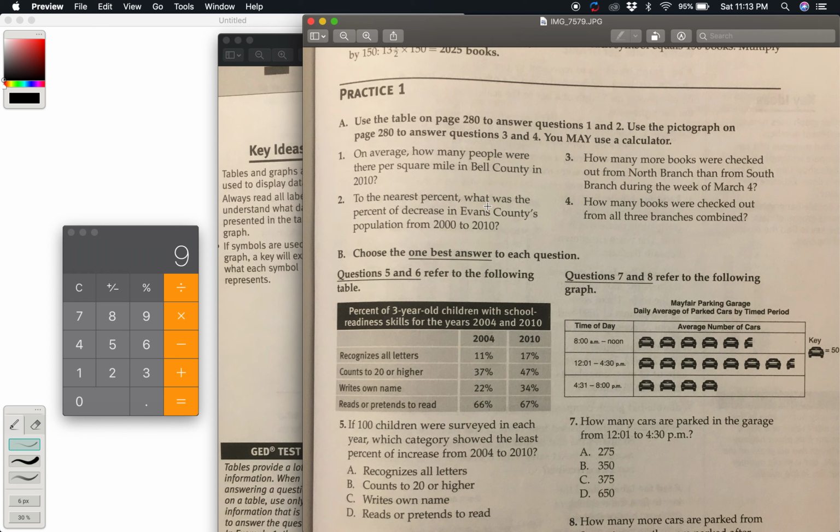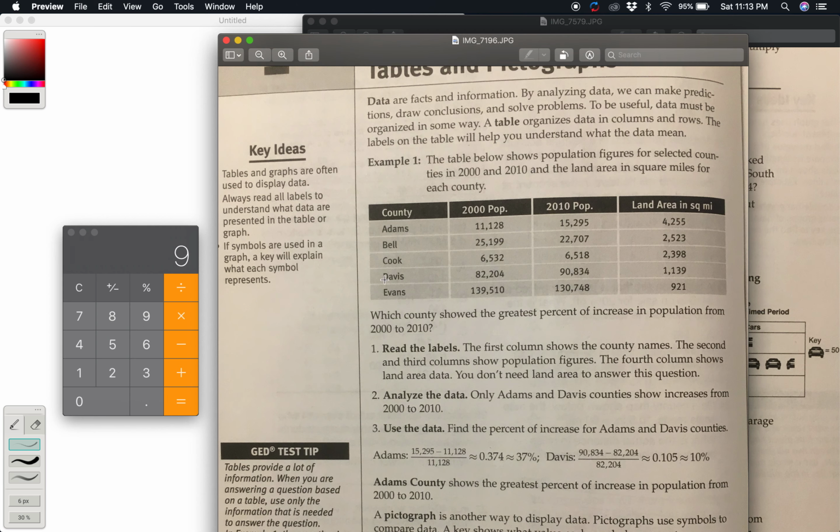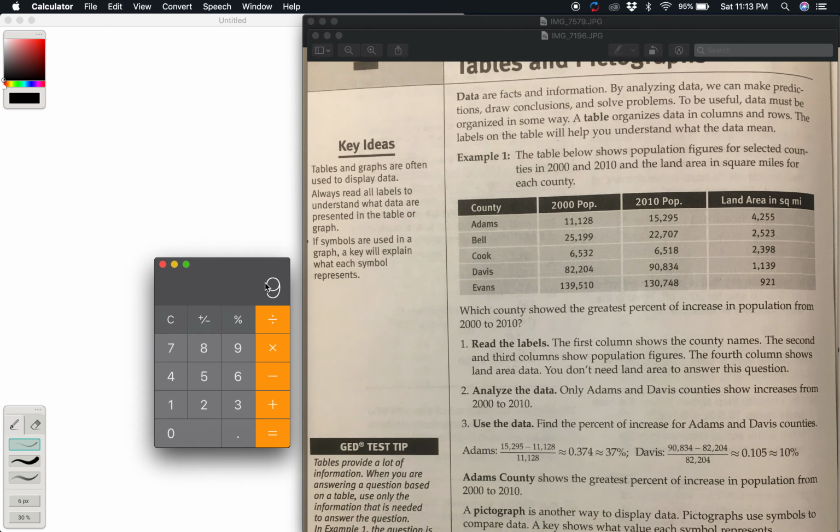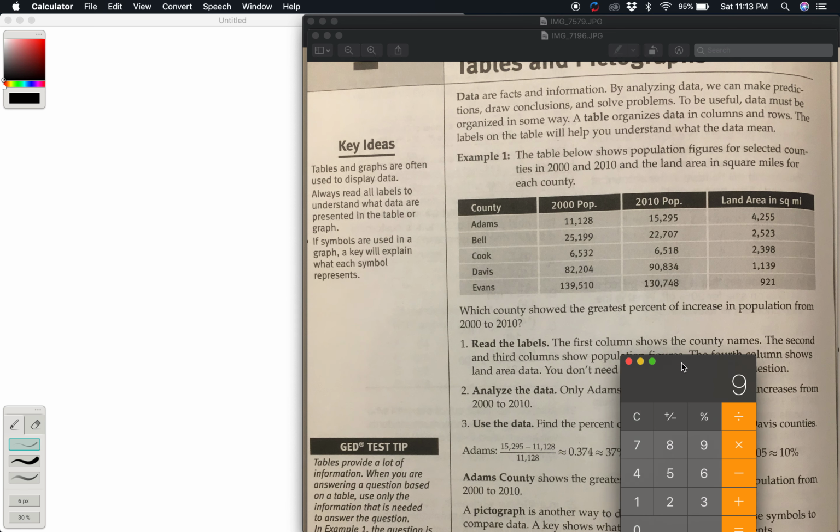Okay, now question number 2. To the nearest percent, what was the percent of decrease in Evans County's population from 2000 to 2010? So, what was the percent of decrease? Evans County, 2000 to 2010. Here's Evans County. Okay, rate of decrease. So we need to do the percent of change.